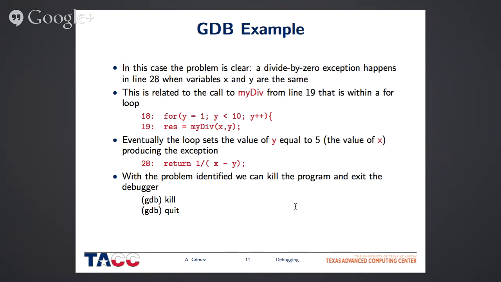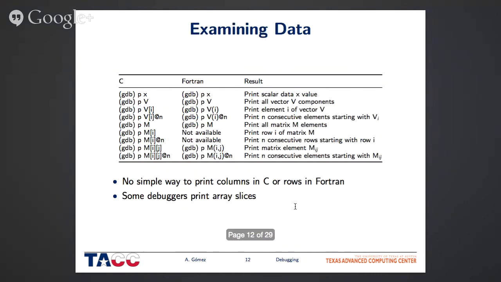Okay. Well, this is basically what I was talking about right now. One thing of GDB is that you can print the value of basically anything that you have in any variable that you have in the code. With the command p or print, you can print in the first line x, which is a scalar data. You can print a vector. You can print each individual element of one vector, consecutive elements of vectors, and so on.